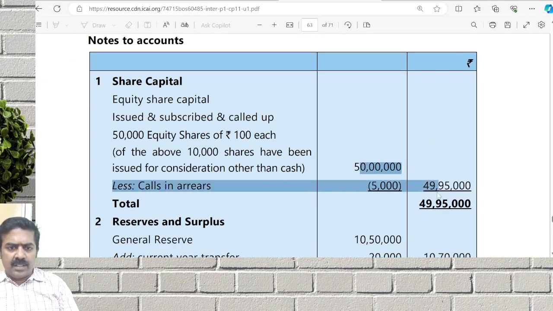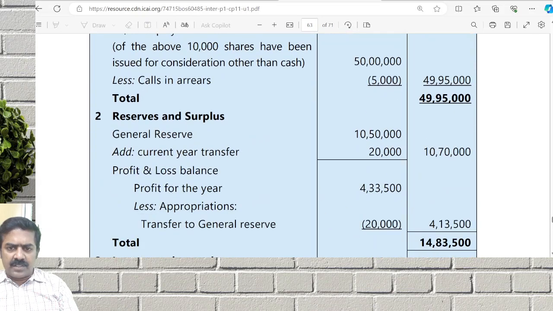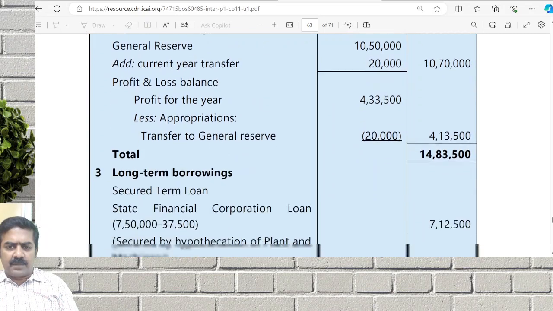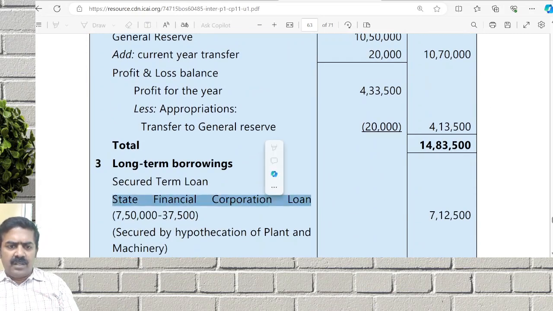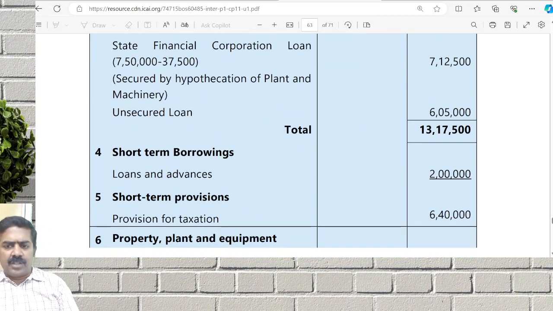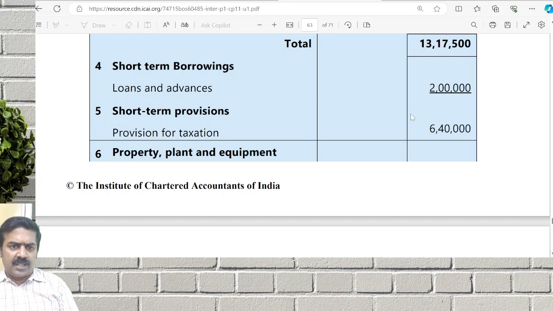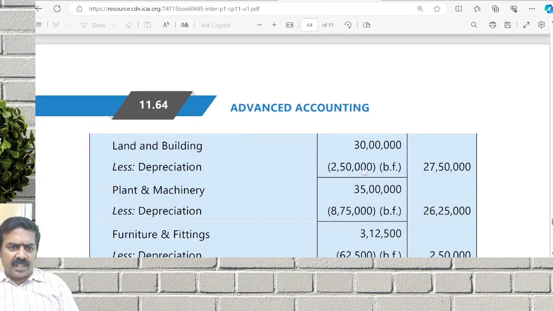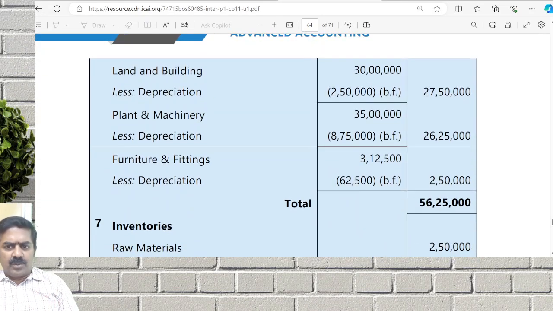Calls in arrears, they would have given in notes to accounts. Reserves and surplus minus the current year transfer, they would have put, including the general reserve in reserves and surplus. Loan, the 7,50,000 less 37,500 would have been included in current liability. They would have eliminated this. Short term borrowings, of course, loans and advances given. Provision for tax will come. Okay, so this book value of fixed asset is only taken. Cost of the fixed asset is only what?